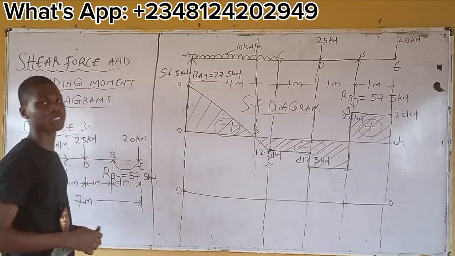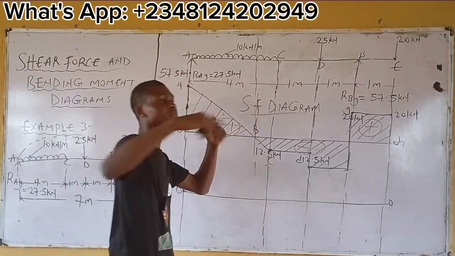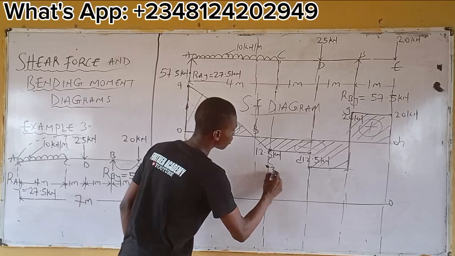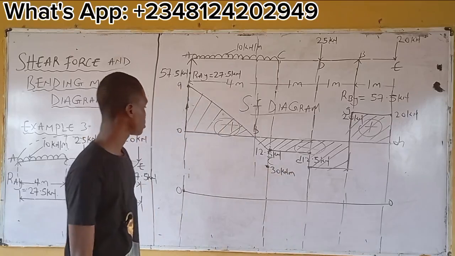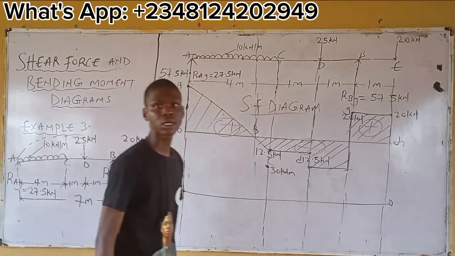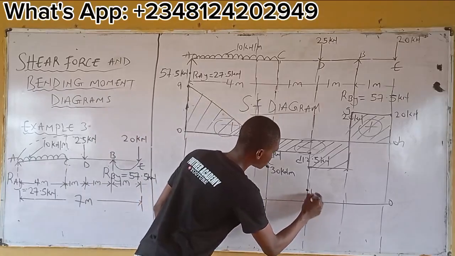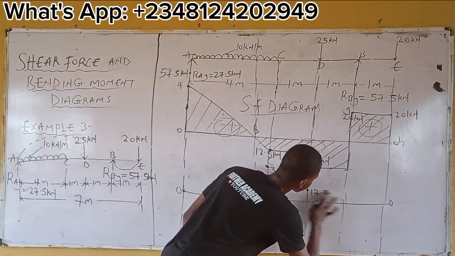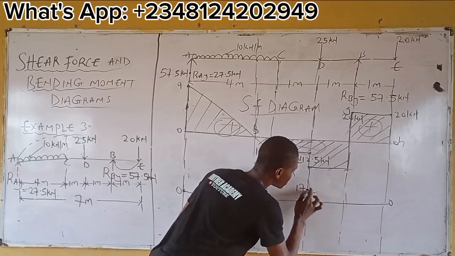Any value aside from 0 again? Moving on to the next one, C, 30. What's the highest value first? 30. So let's say you have 30 here. What will be the unit in this case? 30 kilonewton meter. Any value again? No value. All right, moving on. At D, what do you have? 17.5. Let's say this is 17.5 kilonewton meter. This is the point.